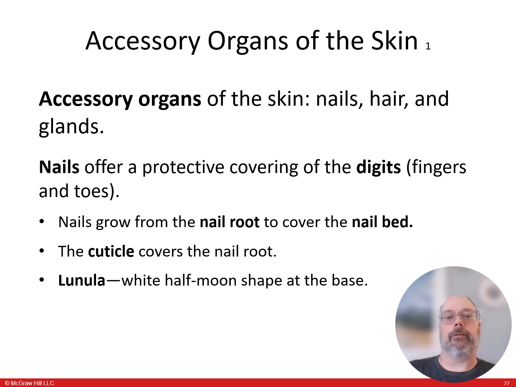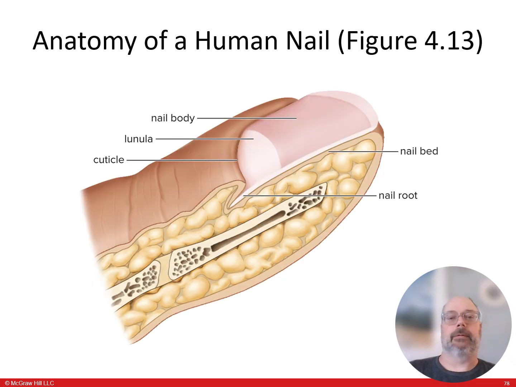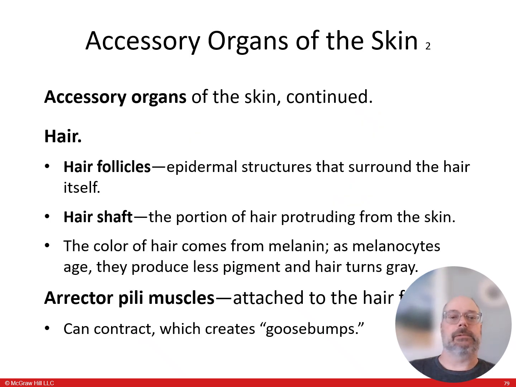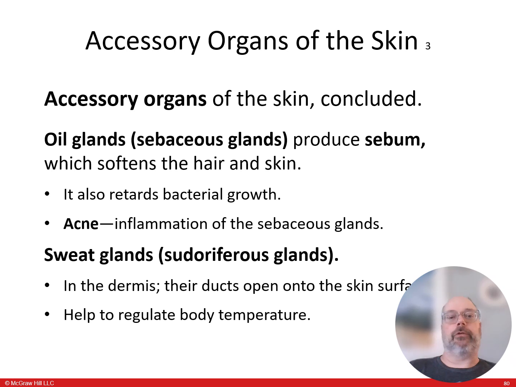So some of the accessory organs of the skin are the nails, the hair, and the glands. All right, there's the anatomy of a human nail. All right, so we have hair, which comes from hair follicles, and we have a hair shaft, which is the portion of hair that comes out of the skin. We have oil glands, also known as sebaceous glands. They produce oil or sebum, which softens the hair and skin, but this also can create acne. We have sweat glands, or sudoriferous glands. They help regulate body temperature.